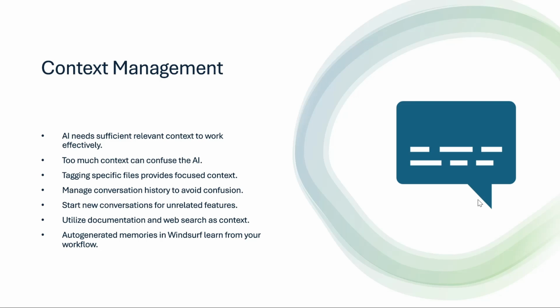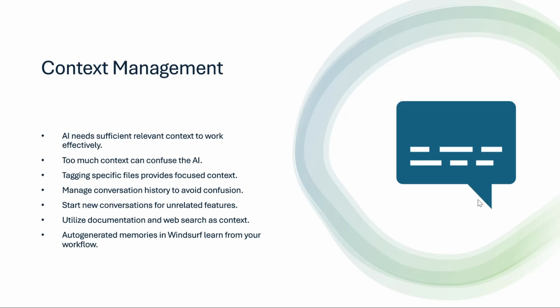One powerful technique for managing context is tagging specific files relevant to your current task. In Cursor, you can use the @ symbol to tag files you want the AI to consider. Similarly, Windsurf allows you to reference specific files or directories. This focused approach helps direct the AI and ensures it's working with the necessary information.